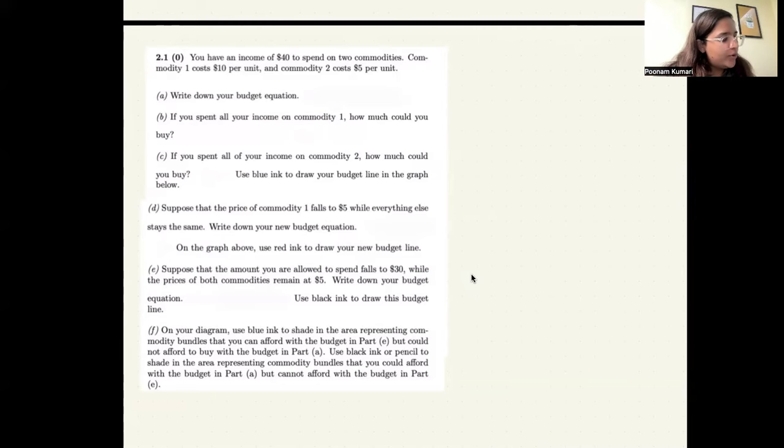Chalo. So you have an income of $40 to spend on two commodities, and commodity one costs $10 per unit. Commodity two costs $5 per unit. Write down the budget constraint. Very simple.